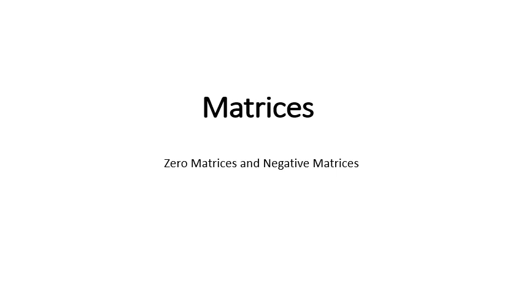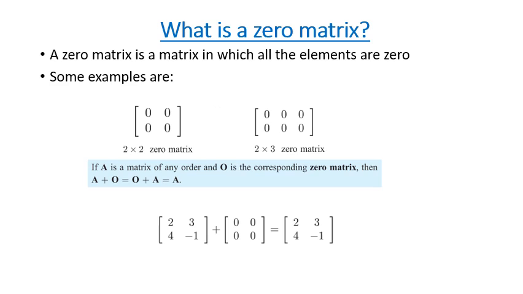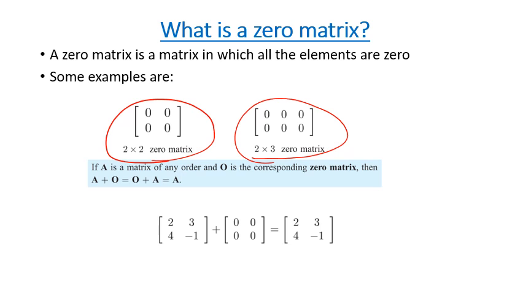This video tutorial looks at matrices, and more specifically we're going to focus our understanding on zero matrices and what negative matrices are. So the first thing we need to understand is what is a zero matrix. Essentially, a zero matrix is a matrix where every element is equal to zero. We've got some examples here of a 2 by 2 matrix and a 2 by 3 matrix that are zero matrices because, as you can see, every number inside is a zero.